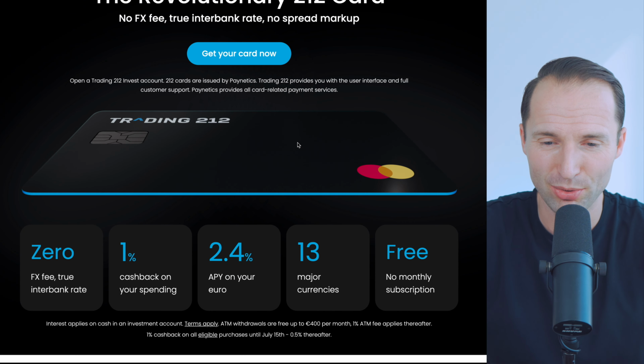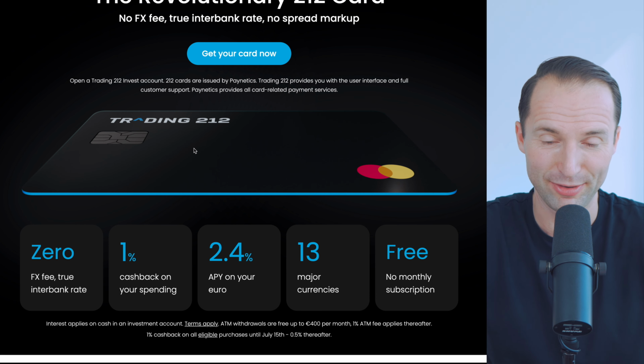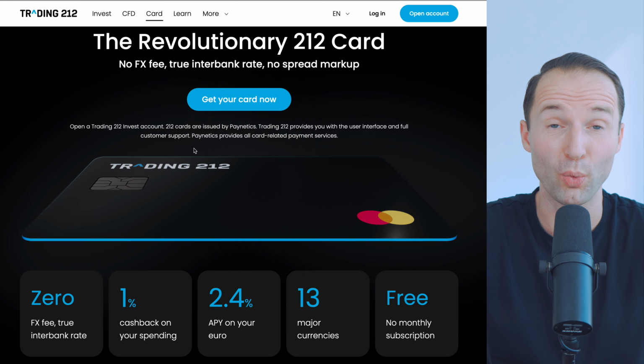So definitely can recommend you to check it out. I think it really pays for itself, especially if you travel a lot. It makes sense to go with Trading 212.